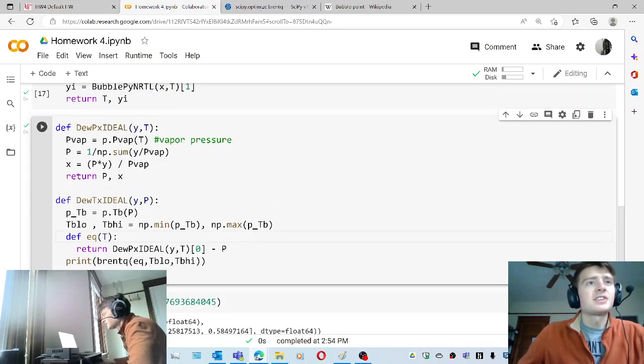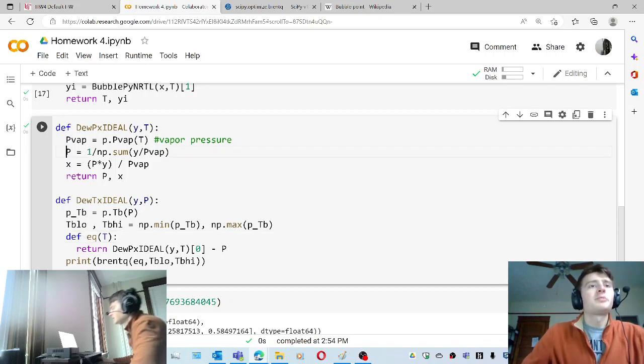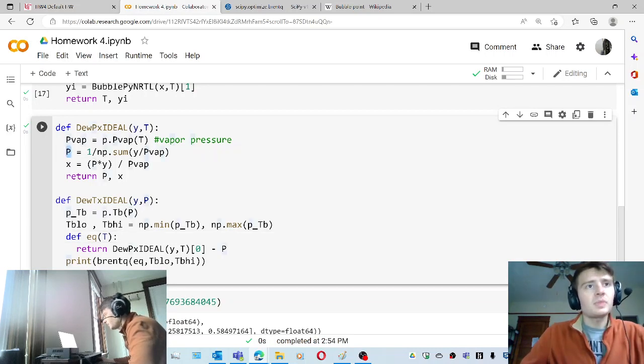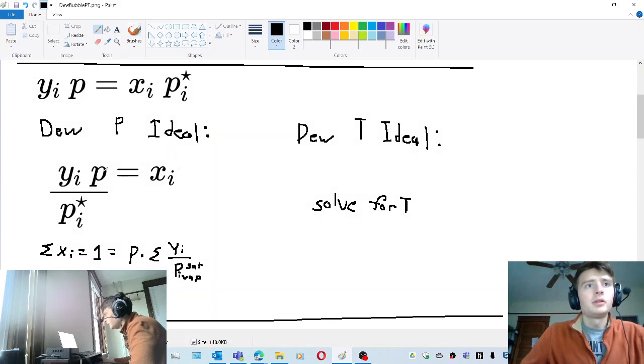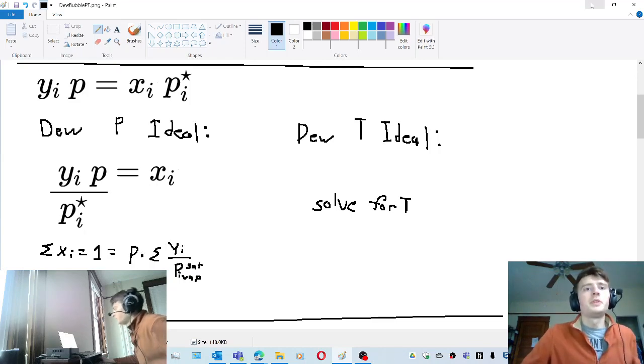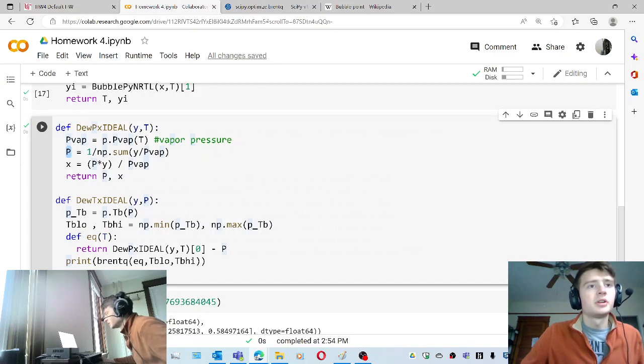So I think I actually messed something up in here. So I said that the pressure should be equal to 1 over the sum of yi divided by the saturation pressure. Did I do that correctly?